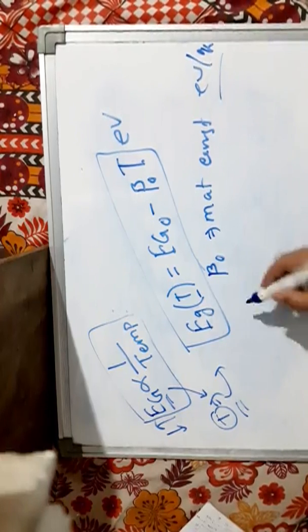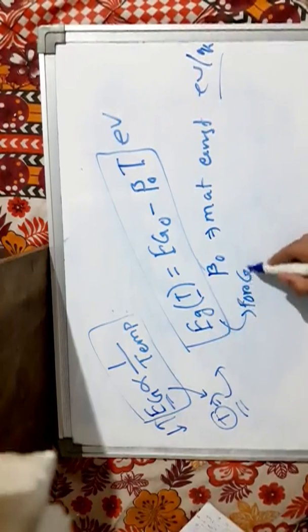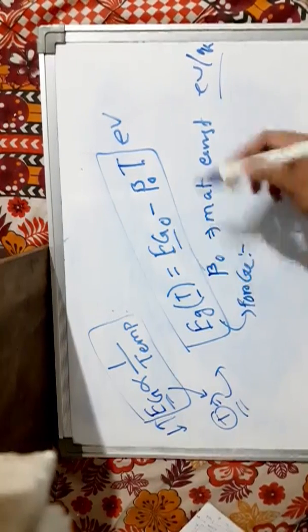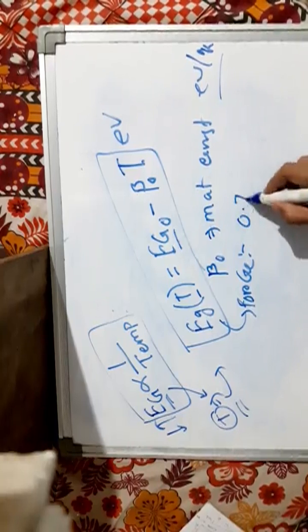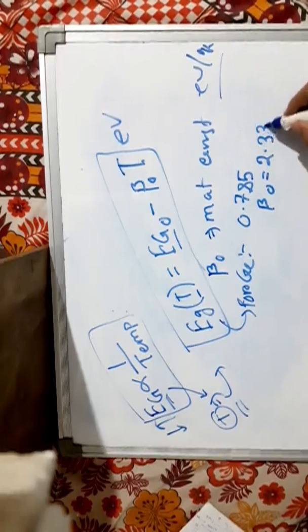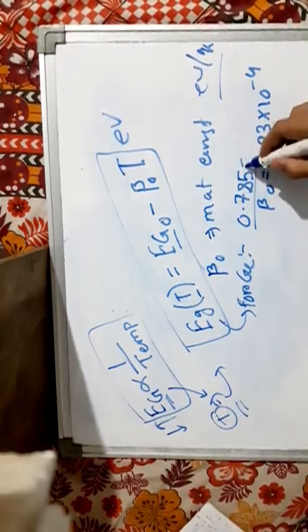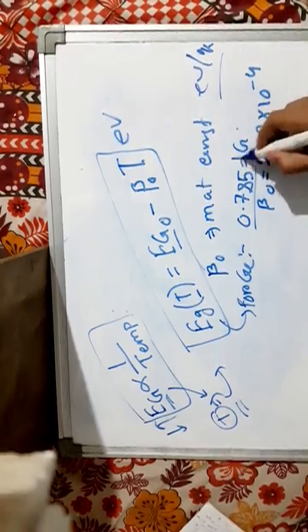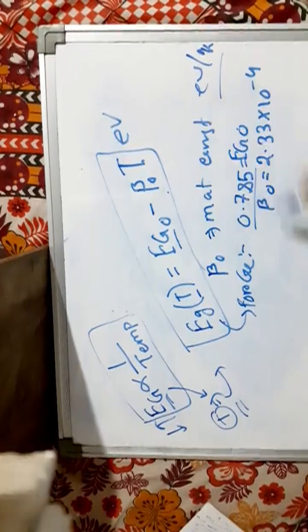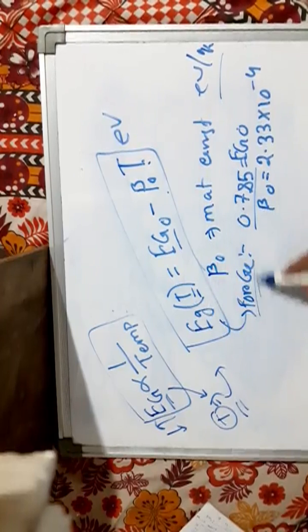Now for germanium, the value of Eg naught, we know, is 0.785, and the beta value is 2.33 into 10 to the power minus 4. If we put these values into this formula, we can get the energy gap at any temperature for the germanium semiconductor.